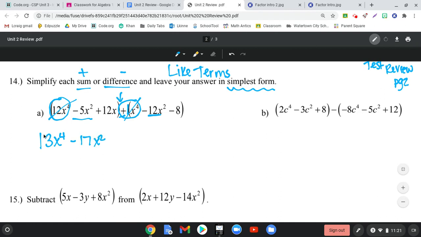Okay, we don't combine the exponents. Basically, you're just saying, how many x to the fourth are there? Well, we have 12 and 1. There's 13x to the fourth. They don't become something else.